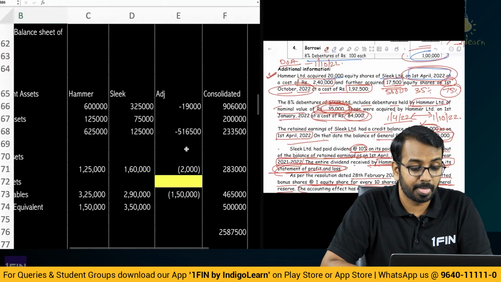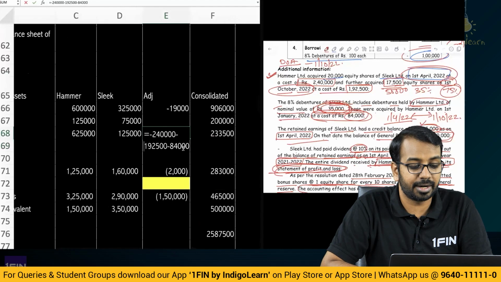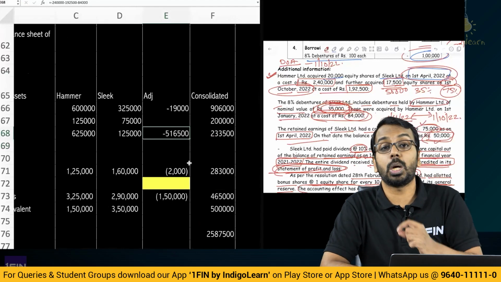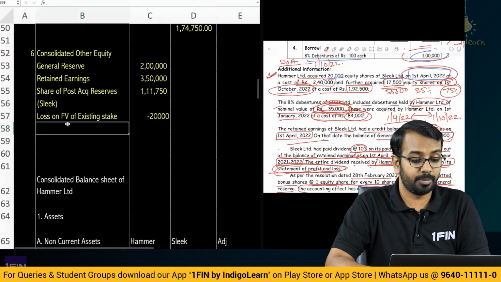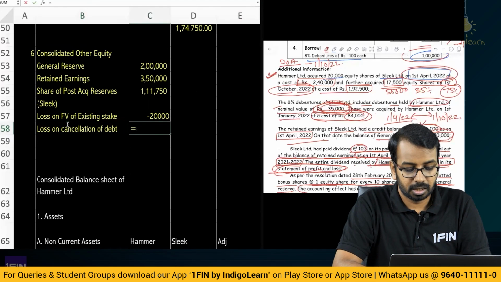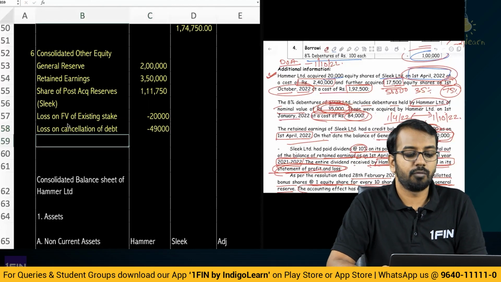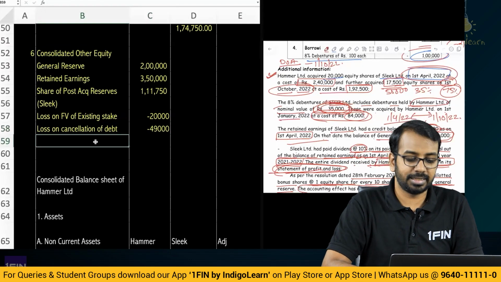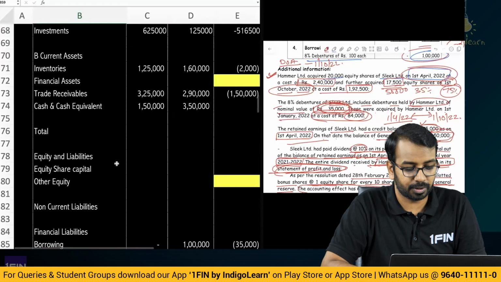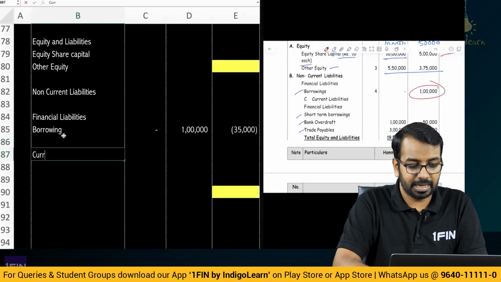Now here, when we adjusted investments, we reduced how much? We had reduced 84,000. So there is a loss, loss on cancellation of debentures. How much is that? 35,000 is the face value and 84,000 is the cost. So 49,000 is the loss on cancellation of debentures. Okay. Then after borrowings, non-current liabilities, we have current liabilities.